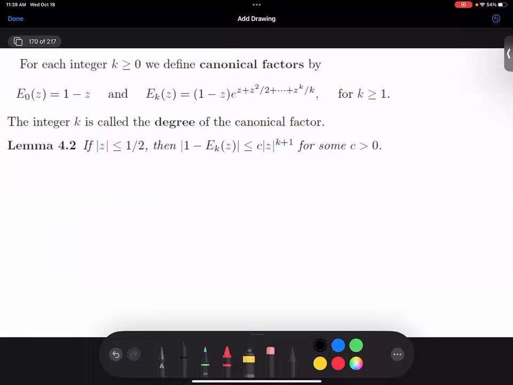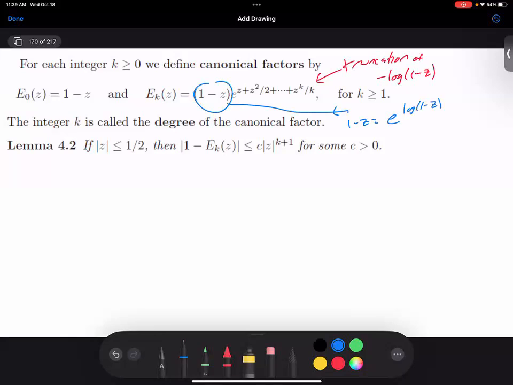The Taylor series expansion for what? Negative. So this is looking like a truncation of negative log of 1 minus z. Okay. Now, if I give you 1 minus z, I can write that as e to the log of 1 minus z. Right? If I take the logarithm and then I exponentiate, I just return to where I started.